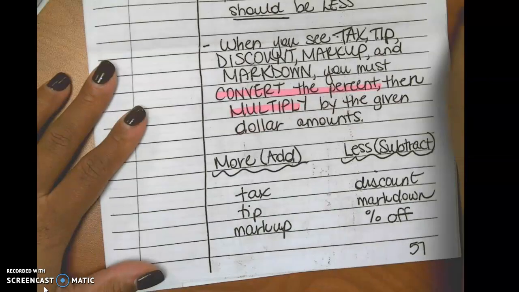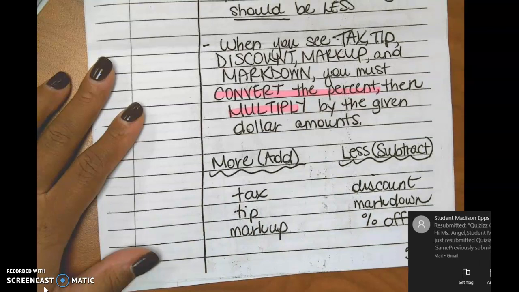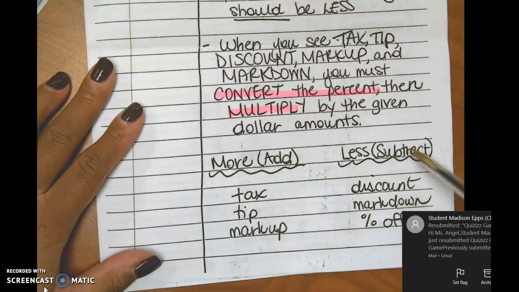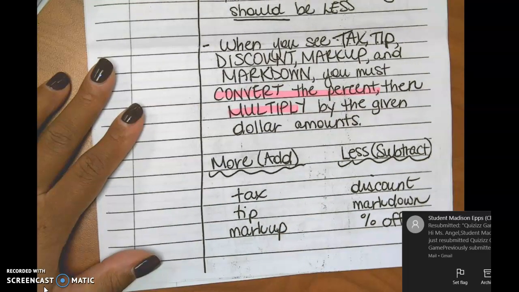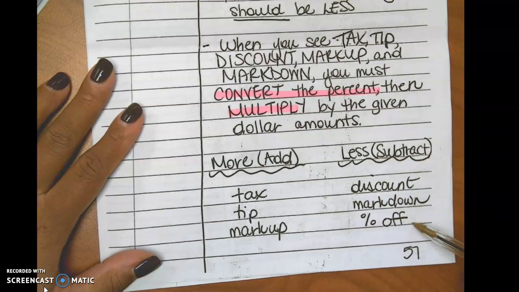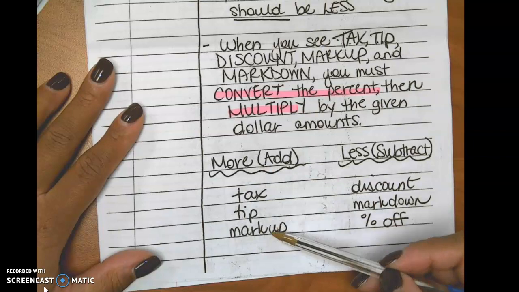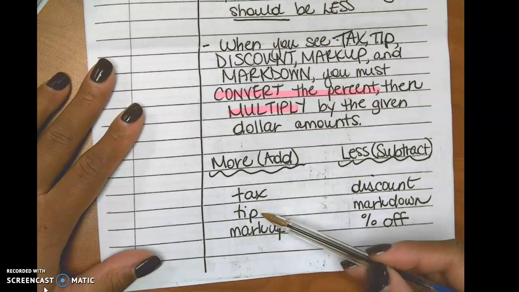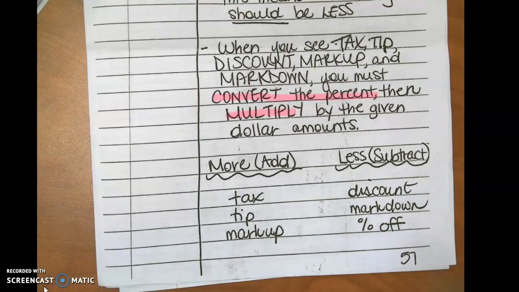A couple other suggestive words: tax, tip, markup, discount, markdown, and percent off. Discount, markdown, and percent off mean I'm taking money off, or spending less money. I'm sorry, tax, tip, and markup mean I'm spending more money.